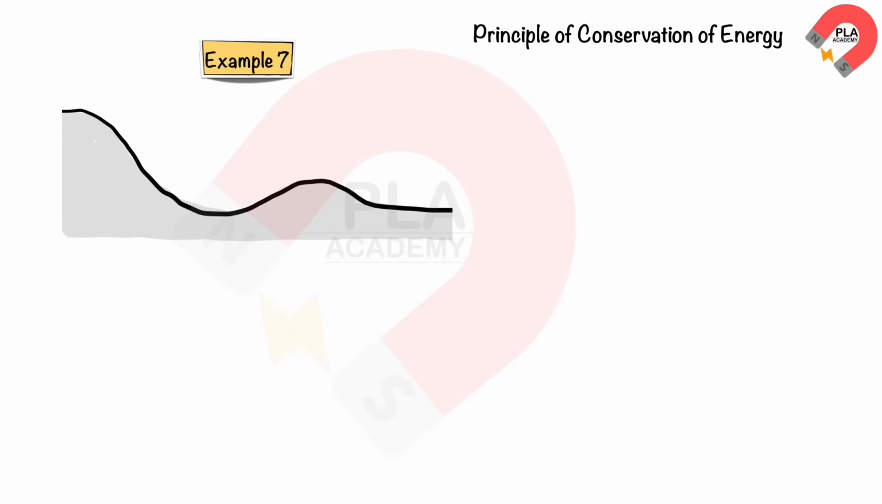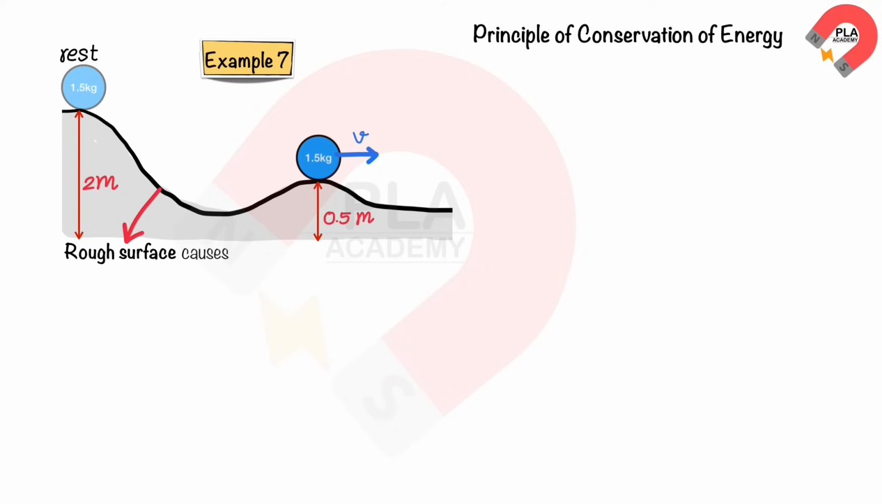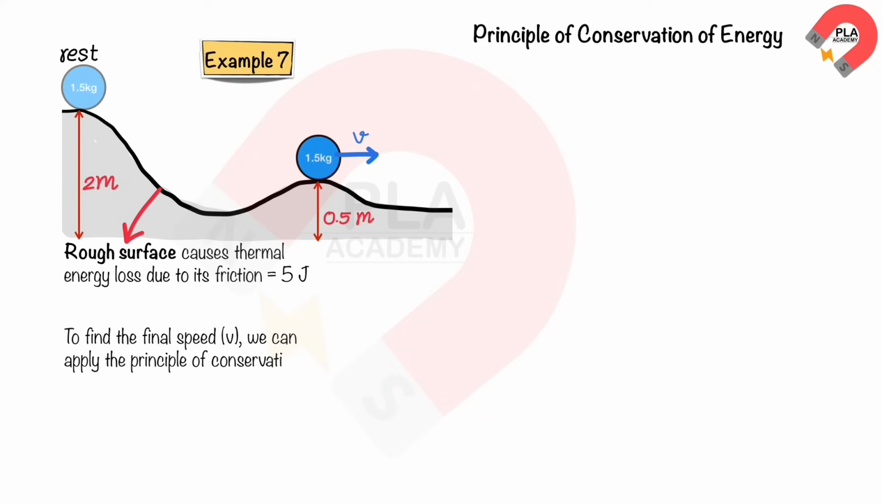In another scenario, let's consider a ball with a mass of 1.5 kilograms rolling downward from rest at a height of 2 meters to a height of 0.5 meters along the given path as shown. We assume there are thermal energy losses due to friction of 5 joules at the final speed v. To find the final speed, v, we can apply the principle of conservation of energy. The decrease in gravitational potential energy is equal to the increase in both kinetic energy and thermal energy.